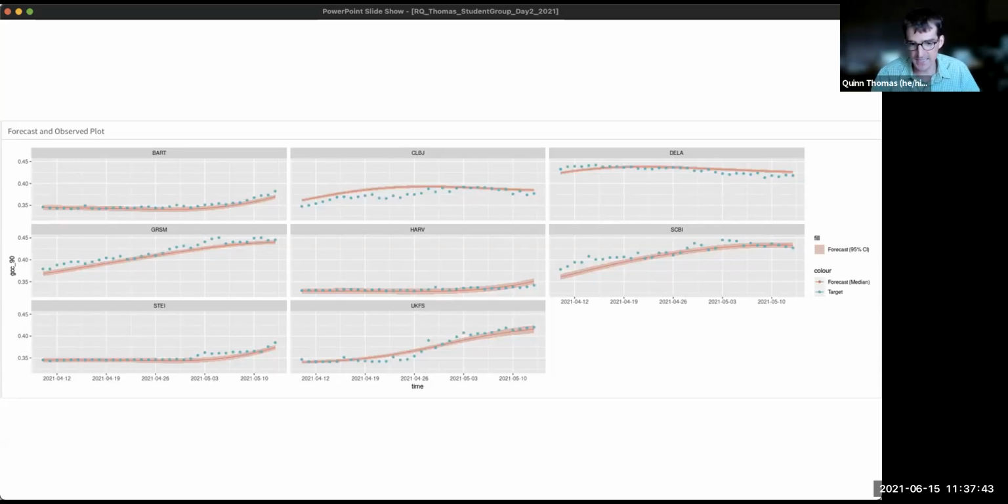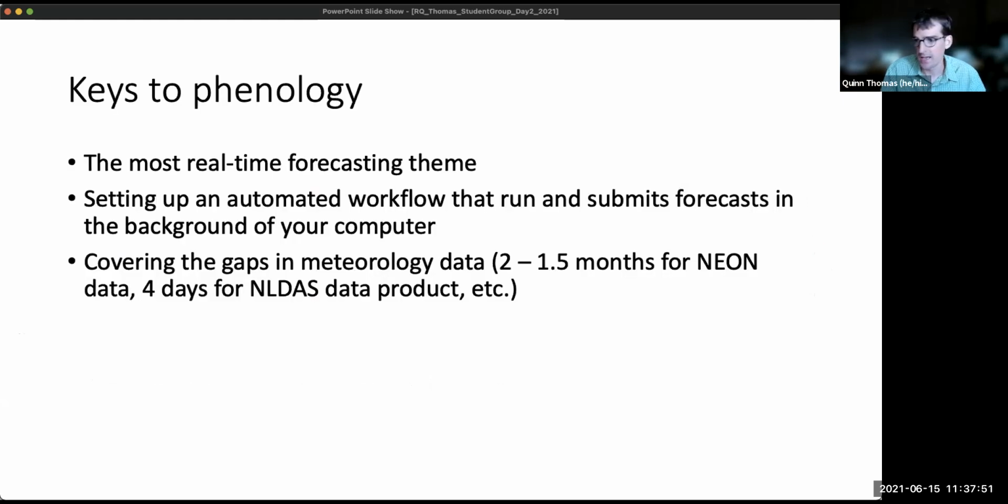It's really neat to see how we've been running the challenge long enough that forecasts now are completely able to be evaluated. And so some keys to the phenology challenge. One is it is the most real-time forecasting theme. It isn't a necessity, but it does challenge you to think about how to set up an automated workflow that just runs and submits forecasts in the background of your computer. That's the easiest way to contribute. Build a model and then apply the model as new data comes in, whether or not your model updates, where it submits new forecasts every day, automated in the background.